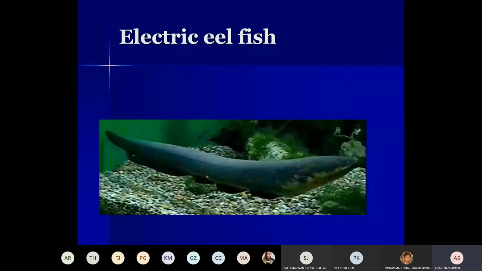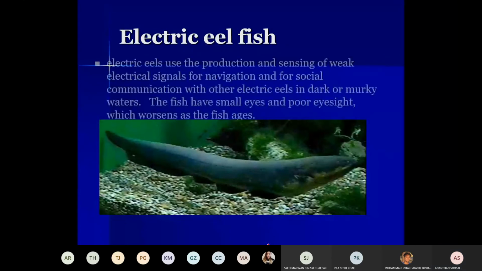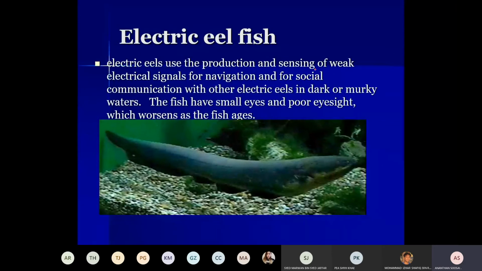The only creature which uses electric field is, of course, the eel. If many of you have been to the aquarium at KLCC, I think the second aquarium has an eel, maybe about 1.5 meters long, kept inside. The aquarium states that you should not touch the surface because of high voltage. The electric eel uses sensing of weak electrical signals for navigation and for social communication.